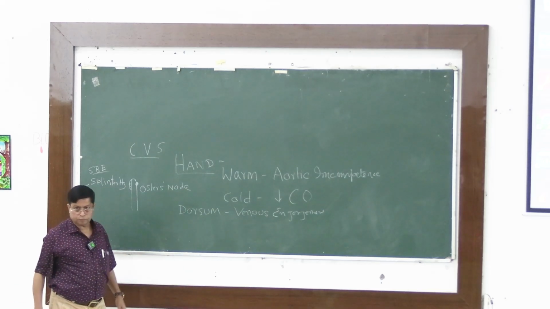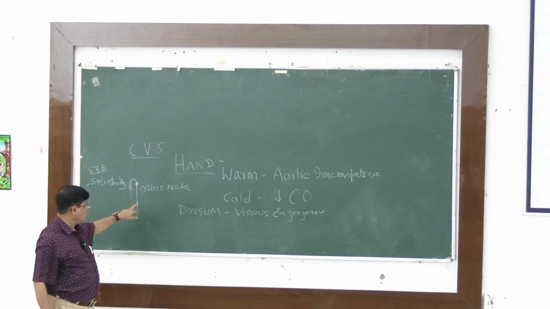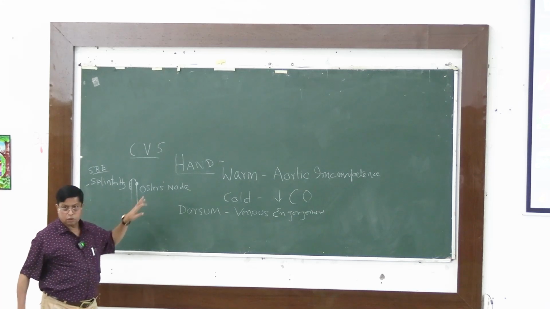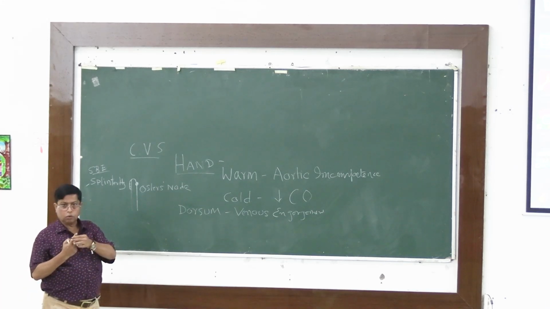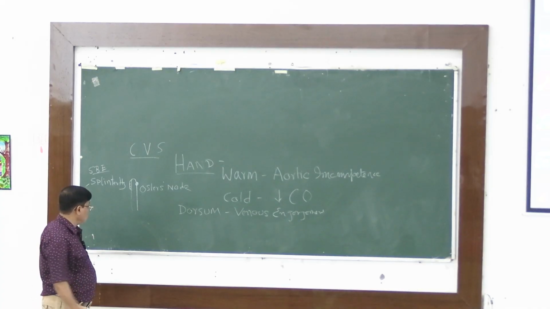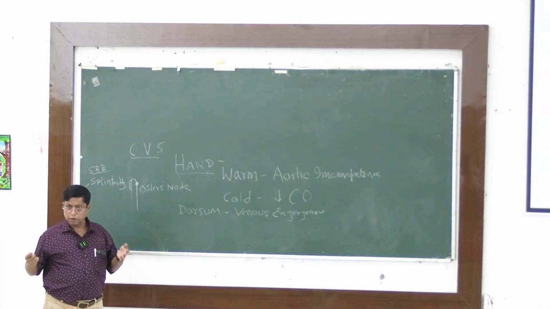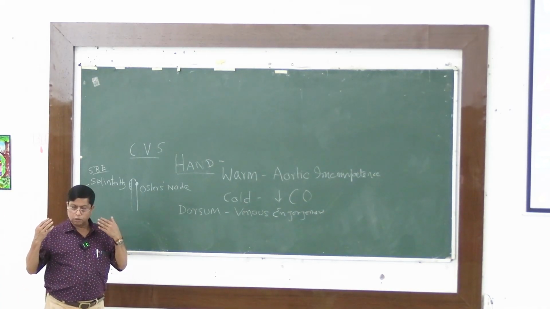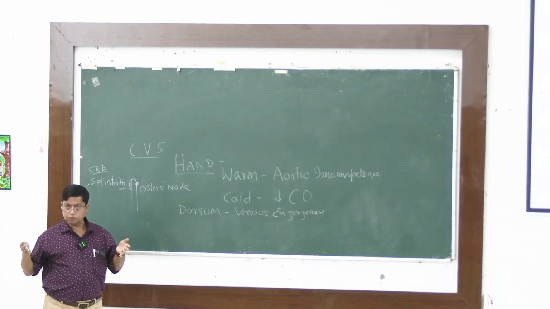Osler's node and splinter hemorrhage, these are the two things, and also pallor we get in a hand. And you know, the hand is also an area for noticing cyanosis and clubbing.